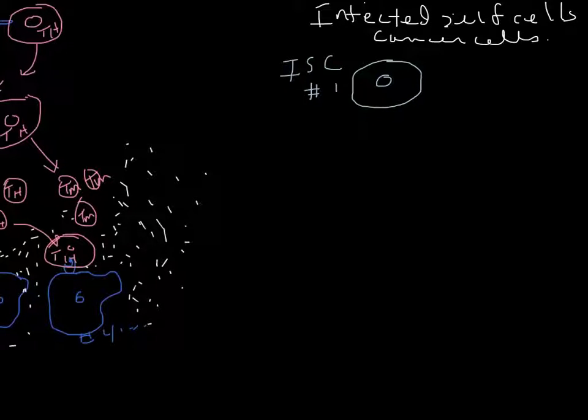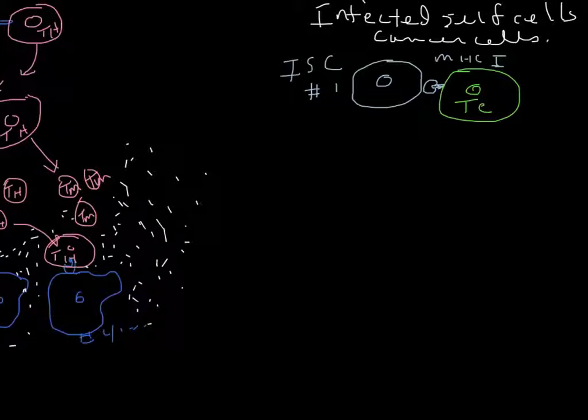Infected self cell. They're going to do something very similar. They're going to display that antigen out on their membrane, except this is going to be an MHC1 complex, and it's going to be the cytotoxic T cell then that recognizes the MHC1 complex. So this is an infected self cell.